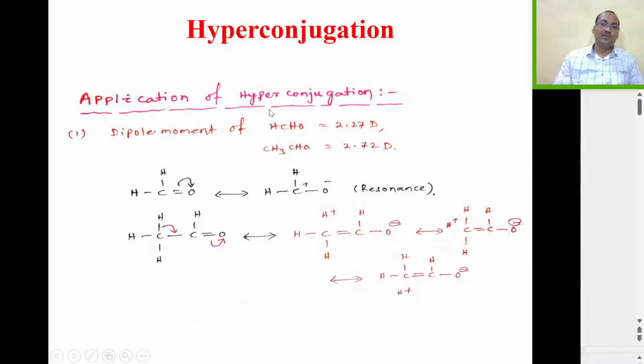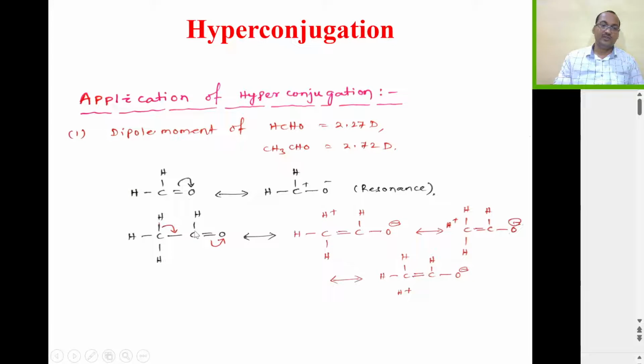Let's talk about the application of hyperconjugation. If you look at the dipole moment of formaldehyde, it is 2.27 D, and acetaldehyde is 2.72 D. Hyperconjugation can explain the higher dipole moment value for acetaldehyde. As you can see here, in formaldehyde the C=O bond will polarize onto oxygen, so you get C plus and O minus. And in the case of acetaldehyde, you will have hyperconjugative structures.